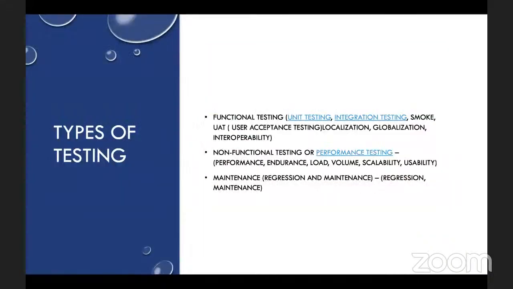So here are some types of testing, right? So we have functional testing. Under functional testing, we have unit testing, integration testing, smoke testing, user acceptance testing, localization, globalization, interoperability. These are all different types of testing. And then for non-functional types of testing, we have performance testing, right? We deliberately test a platform to ensure that if 100,000 people log onto this platform, will the platform crash, or will it be able to hold all this number of people?